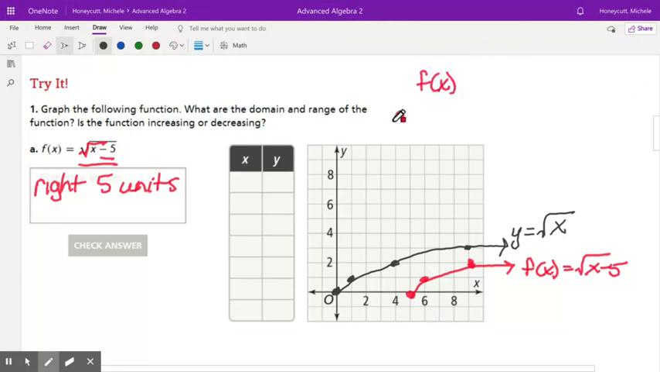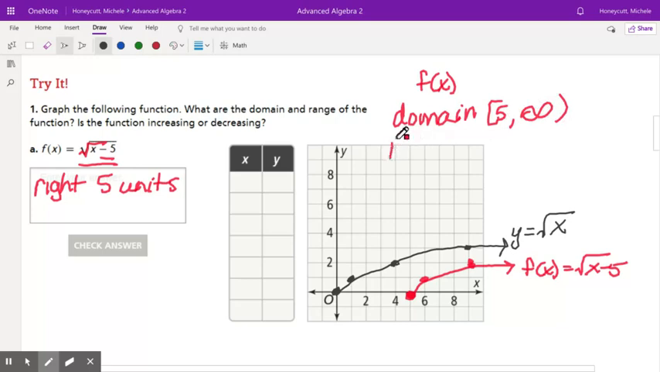So let's see the domain. Well, the domain of the parent function is 0 to infinity because the graph starts at 0, 0. But for f, the graph starts at 5. So its domain is from x equals 5 until infinity.